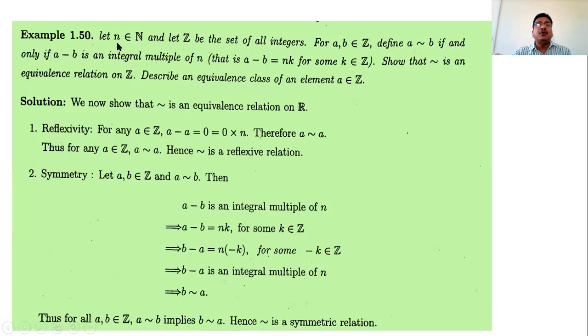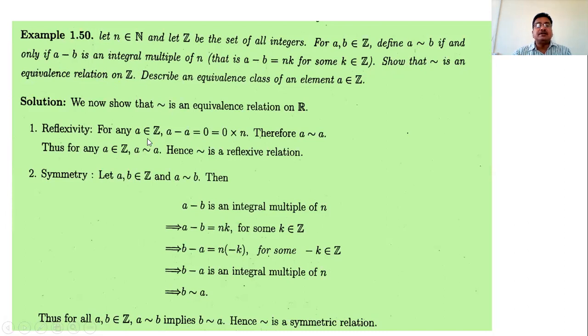One more example from Z. Let Z be the set of all integers, and a, b are elements of Z. A is related to B if A minus B is an integral multiple of n. A minus B is a multiple of n means A minus B can be expressed in the form n times some integer k, where k belongs to Z. This is the definition, and we have to show this is an equivalence relation on Z.